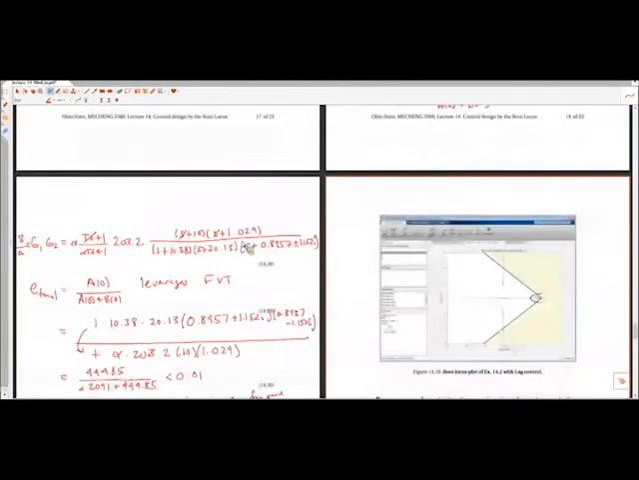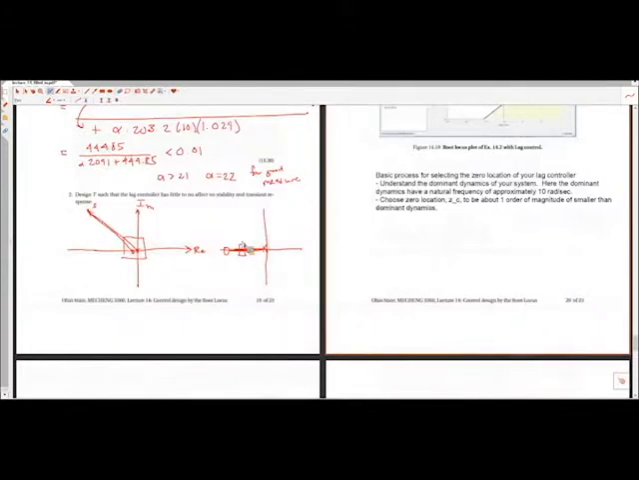So for this example, we're going to make T equal to 1. All right, so that means that the 0 location is equal to 1. And then that means alpha T is equal to 22. So that means that the pole location is equal to 1 over 22 for this particular example.